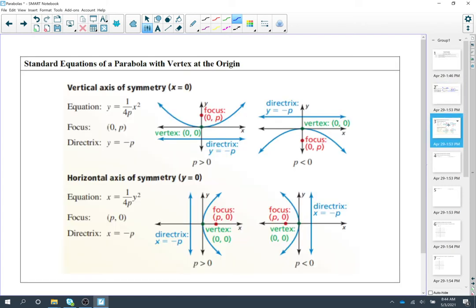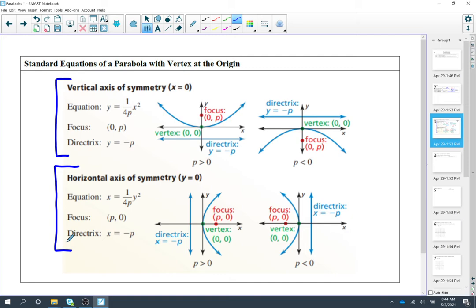Now, in the past, our parabolas were either going to open up or open down, which, if you look over here, are the two that we are familiar with. So the parabola is opening up or the parabola is opening down. There's actually two other versions that we're going to use here. Our parabola can also open to the left and open to the right.